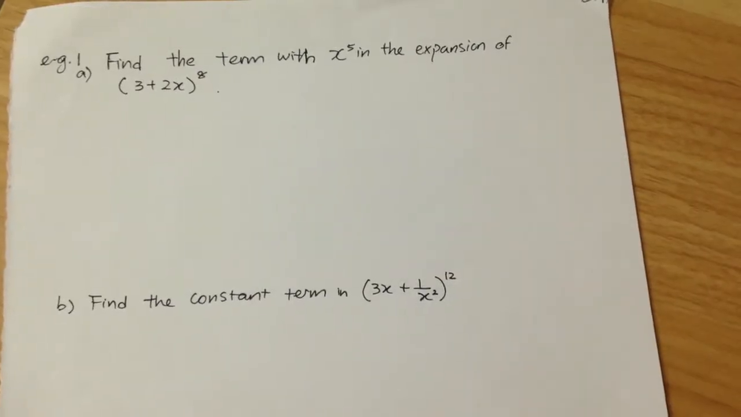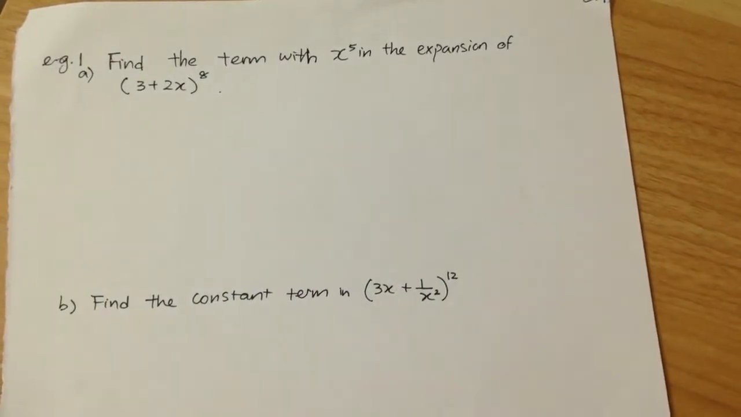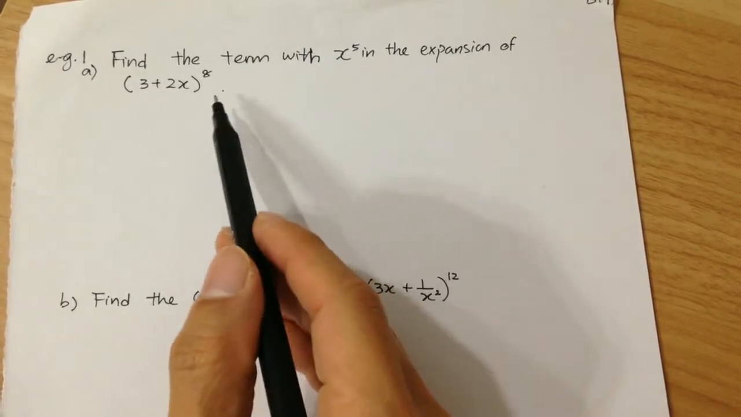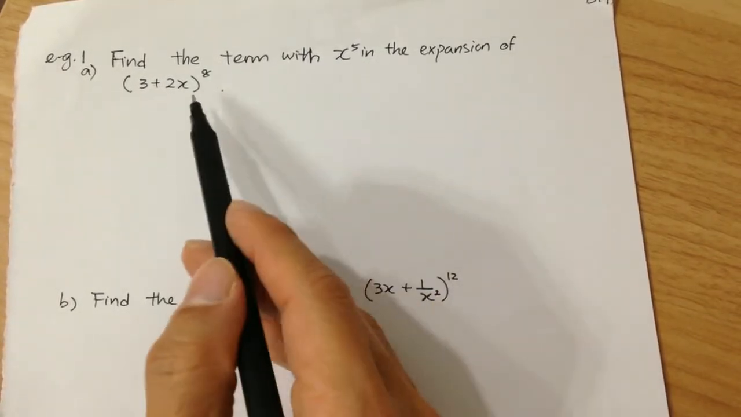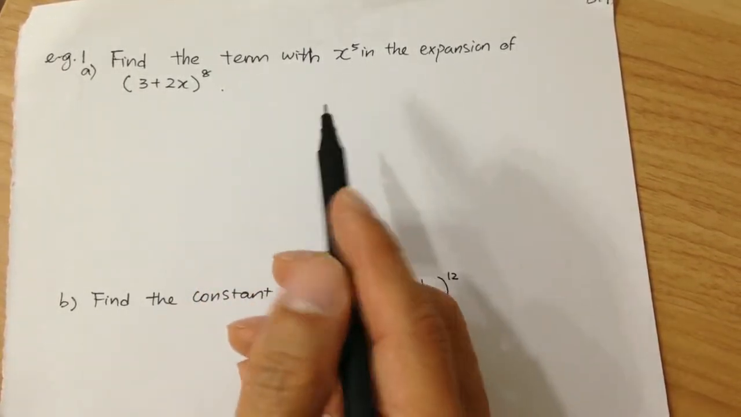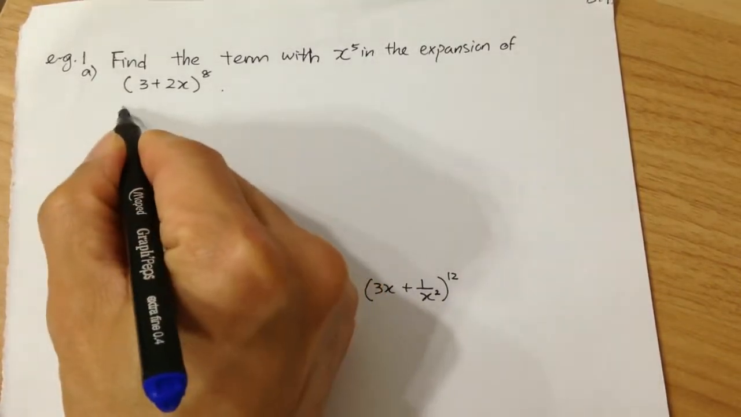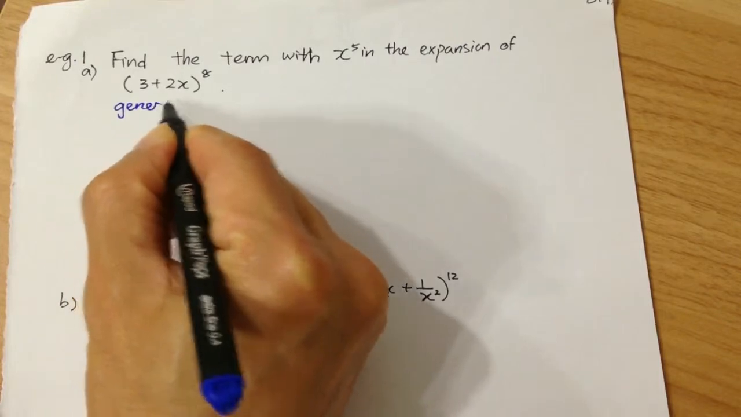Let us consider this question. Obviously, one strategy is to expand this up to the 9 terms and then find the term with x to the power of 5. But there's an easier way to do that. The easier way is to use the general term.